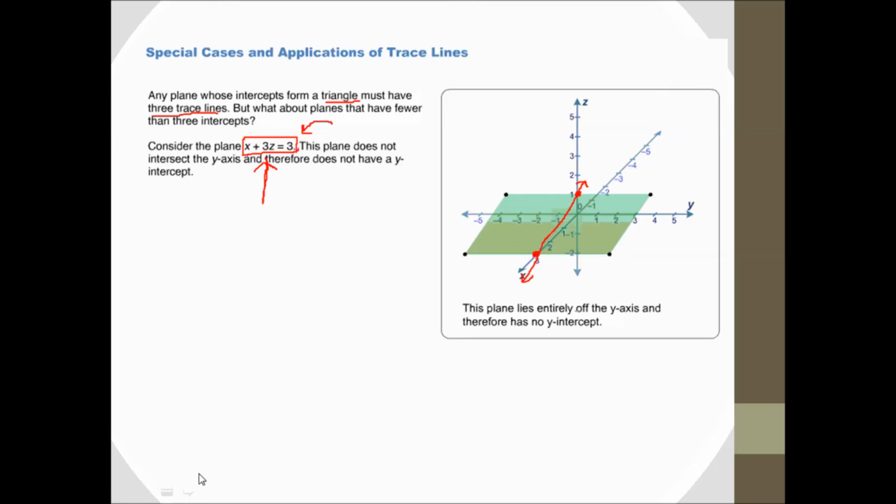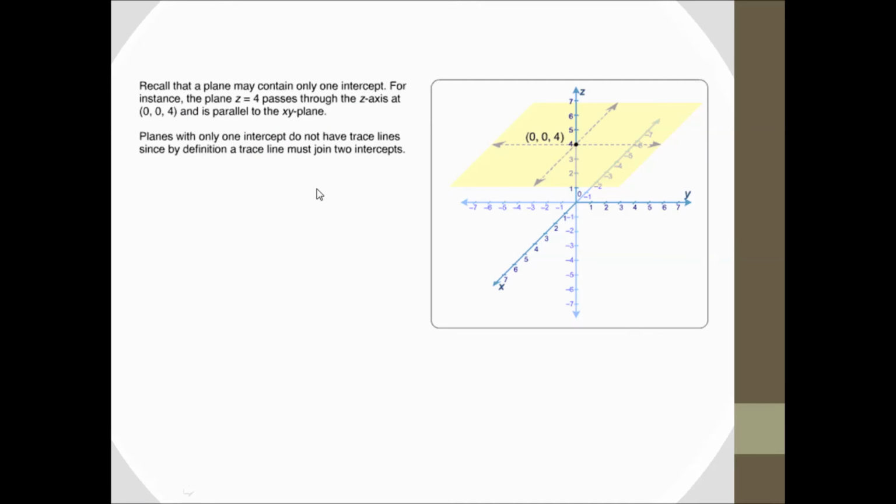Okay, and then the last special case we have is when we have a plane that intersects only one axis. So for example, this is the equation that was given, z equals 4. So you can see the plane that intersects z equals 4. Here is z equals 4. So it has a z-intercept of 4, but it does not intersect the y or the x-axis at all.